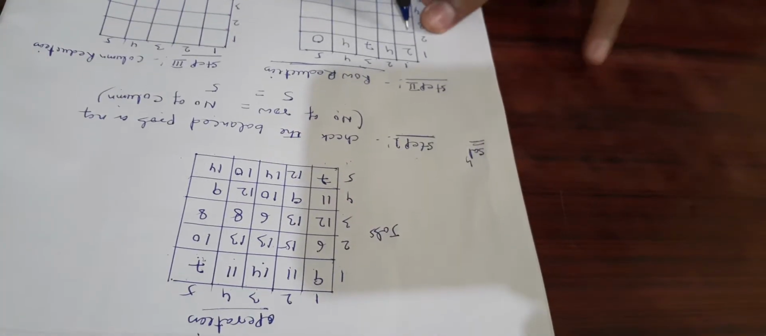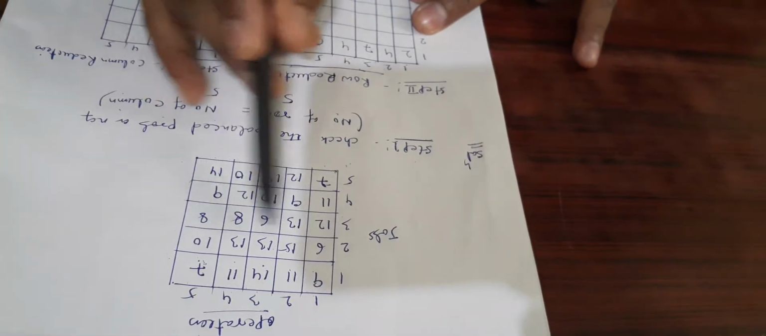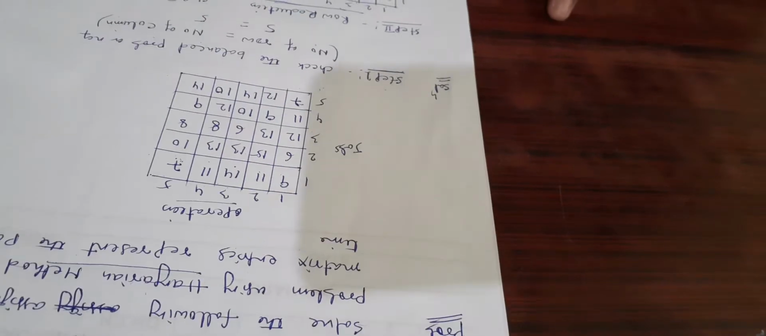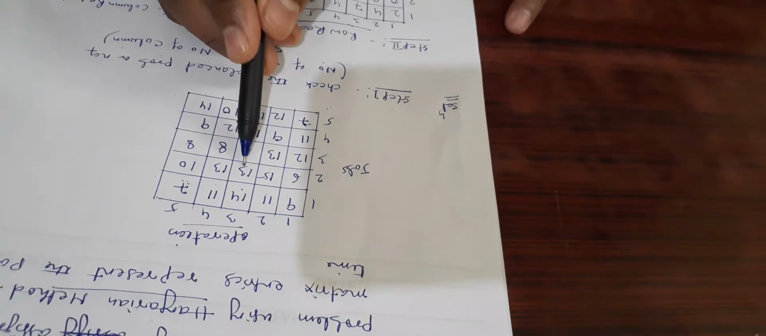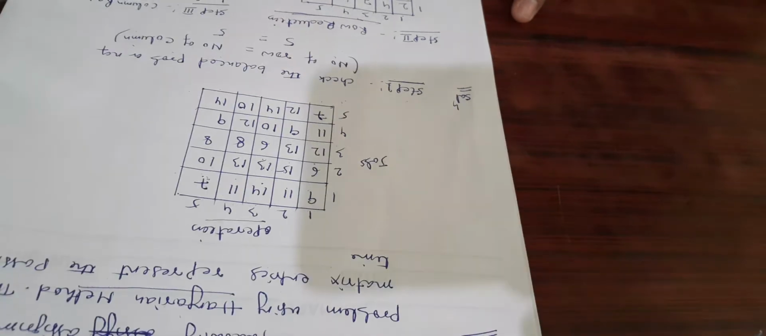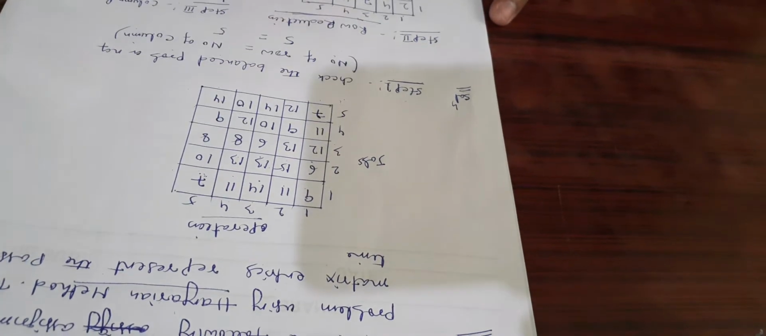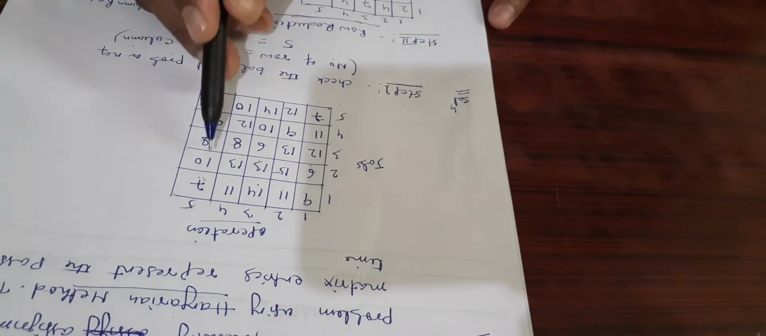Next, second row. In the second row the least value is 6. So 6 minus 6 is 0. Next, 15 minus 6 is 9. And the next, 13 minus 6 is 7. And here also 13 minus 6 is 7. And 10 minus 6 is 4.